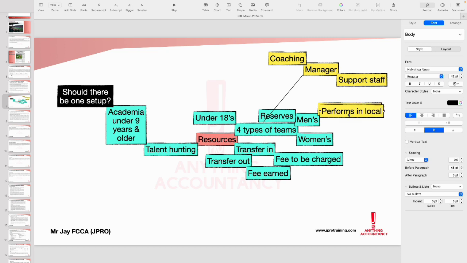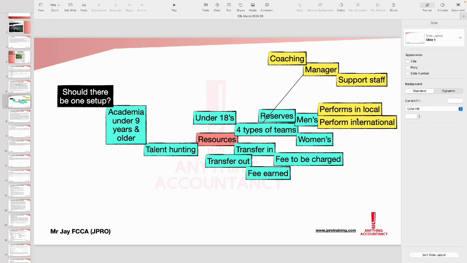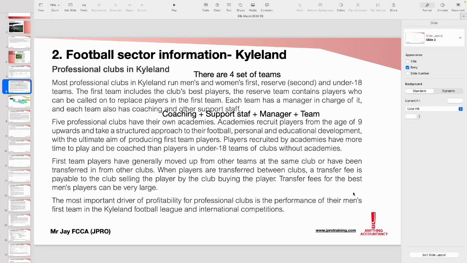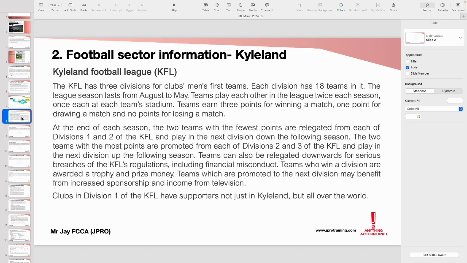Whether they perform in local or they perform in international competitions. That's basically what's going on. Now let's move on to the next part. The sector information. This is called the league, like the European League or the First League or Malaysian League and all that. Those are the football leagues that you have.